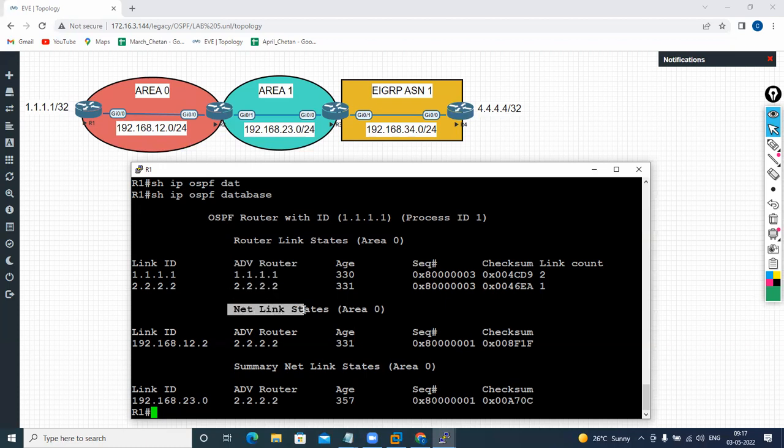So this is type 2 LSA. Who is the originator? 2.2.2.2. That is the DR. What is the flooding scope? Within the area. And who will originate this LSA? Type 3 LSA. Who will originate? ABR. Who is the ABR? 2.2.2.2 is the ABR. Clear?